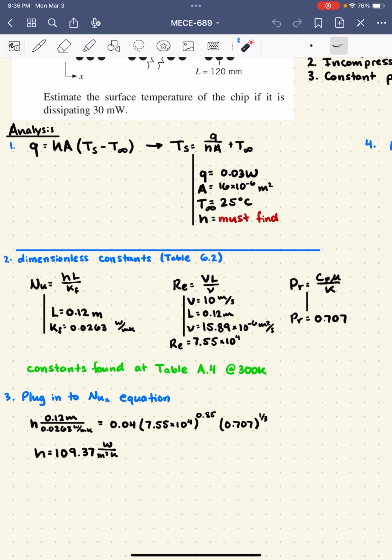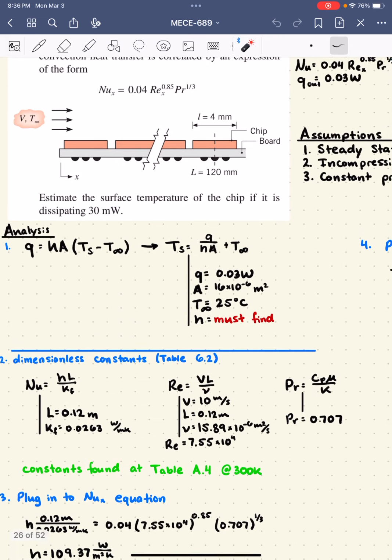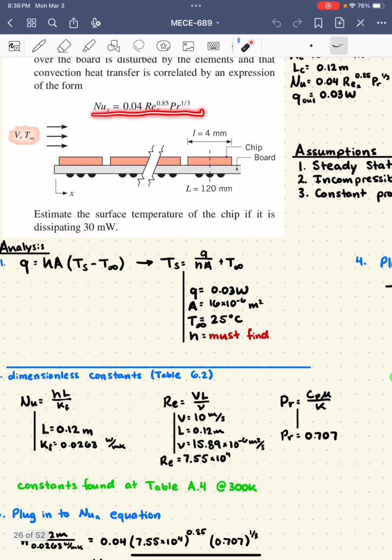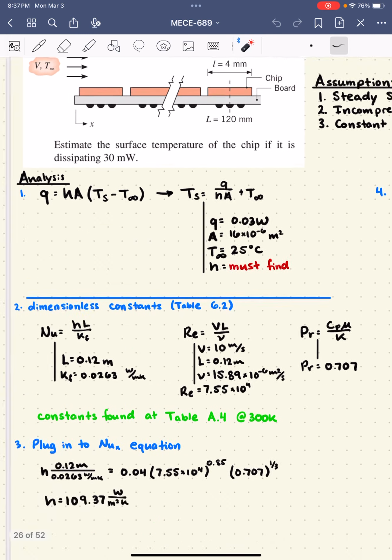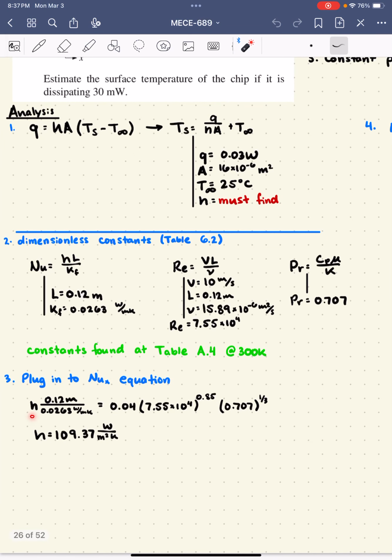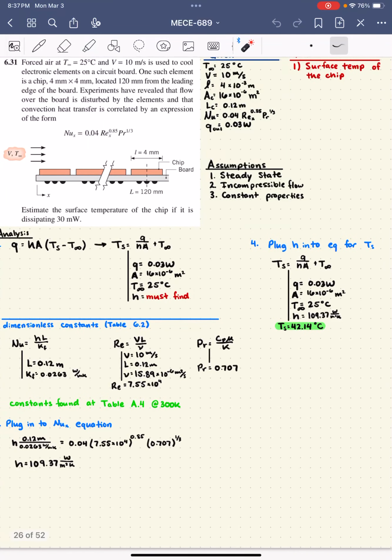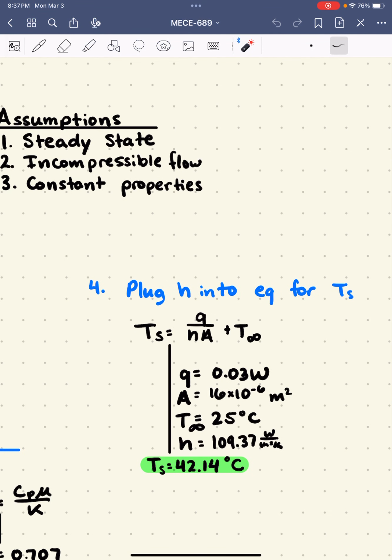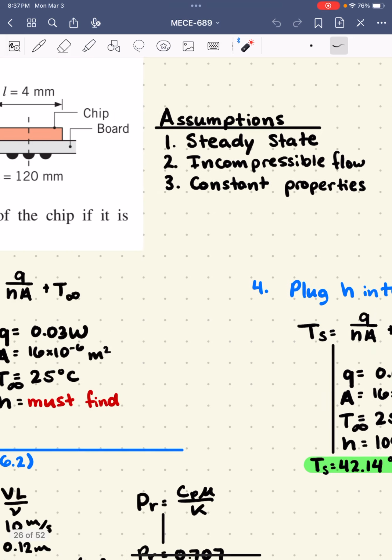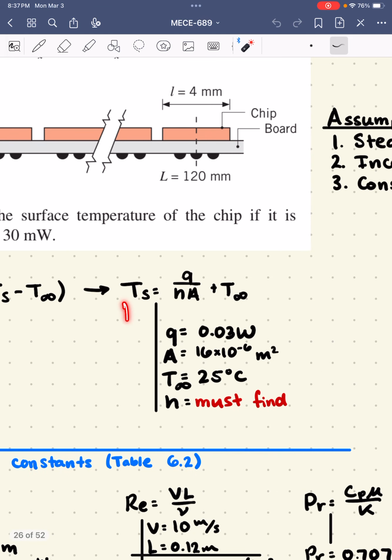Now, solving for all of these constants and plugging them all into this expression here, we're going to solve for H. And so I've plugged everything in, solved for H, and we get that H is equal to about 109 watts per meter squared Kelvin. Now, from here, all we have to do is plug H back into this equation that we know all the other variables for.